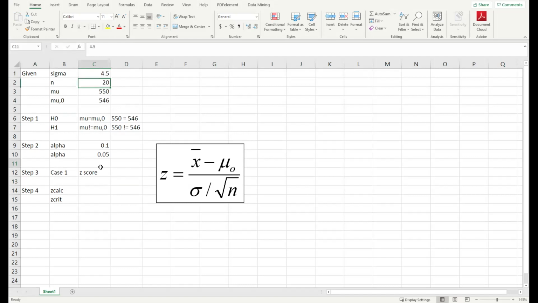Okay, so compute natin ulit. X bar is this value minus mu naught. Sorry. Mu pala is the X bar, tapos mu naught is 546. So mu naught is the population na value. Okay, so baliktad to. This is supposed to be 546 and this is 550. Okay? And ito, 546 is not equal to 550.